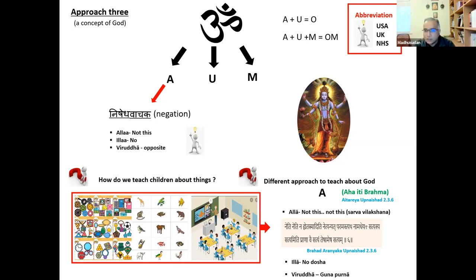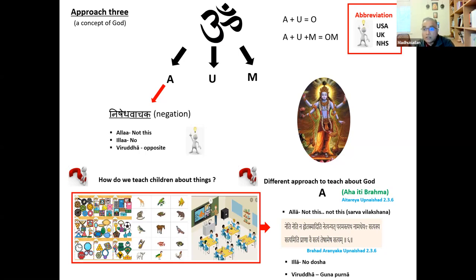That is Allah. Next one is illa. Illa means no. No what? No doshas. So he has no doshas or defects. That is another concept that you understand. And the third one is viruddha. Viruddha means opposite. So when I say he has no doshas, the opposite becomes true, which is gunapurna. That is, he is an abode of infinite auspicious attributes, and he has no defects, and he is sarva vilakshana. He is completely different from anything material that we are aware of. So that is the first concept that you get from the word A.